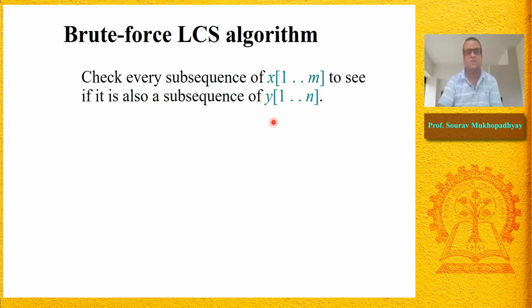So that check will cost us how much time? What is the total time complexity for this? How much time will we spend to check one given subsequence, whether it is a subsequence of Y or not? Y is of length n, so we need to scan Y. So checking only one subsequence will cost us linear time in n, and there are 2 to the power m such subsequences. So it will cost us order of n times 2 to the power m. So exponential.